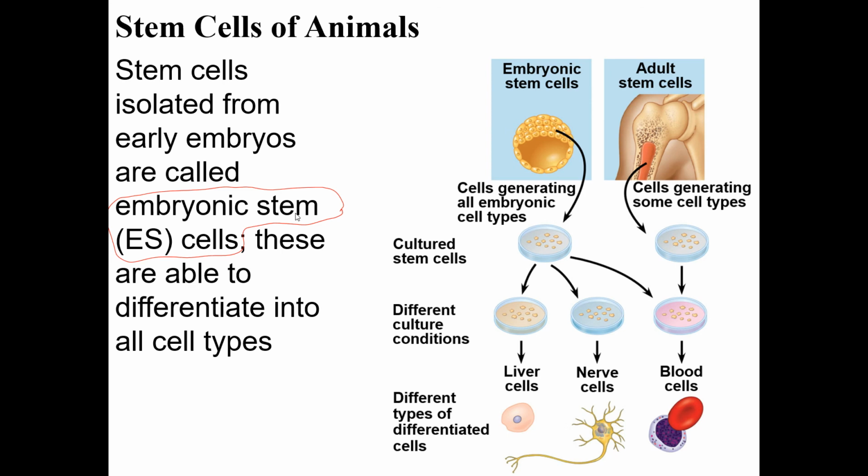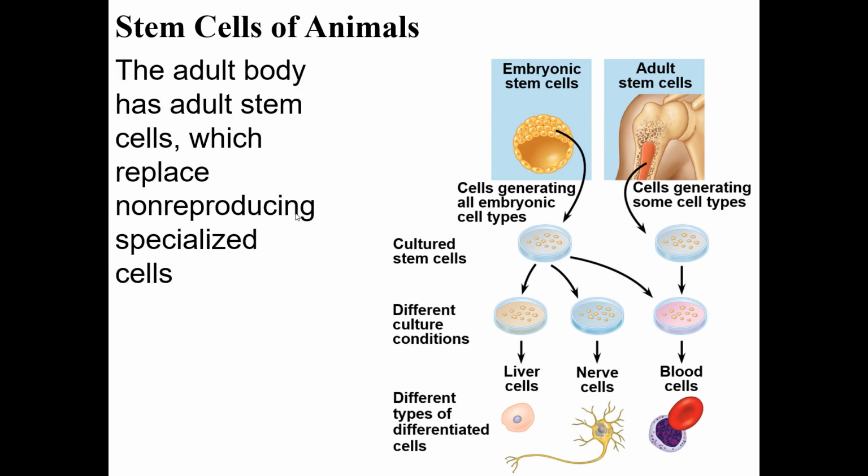Back not so many years ago, scientists couldn't do this, and so they were researching with embryonic stem cells, and there was a lot of controversy there because a lot of people were very uncomfortable with scientists using human embryos. But now there's really not that problem anymore because we can take these cells from adult cells and bring them backwards toward early embryonic stages. Okay, so this part, the adult body has adult stem cells, which is what we're talking about here, which can replace non-producing specialized cells like blood cells, for example.